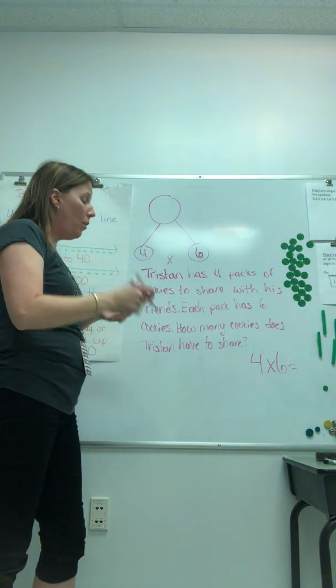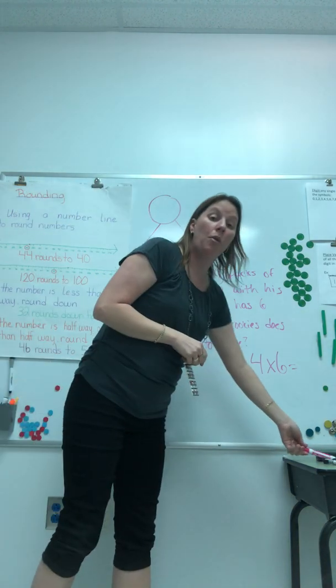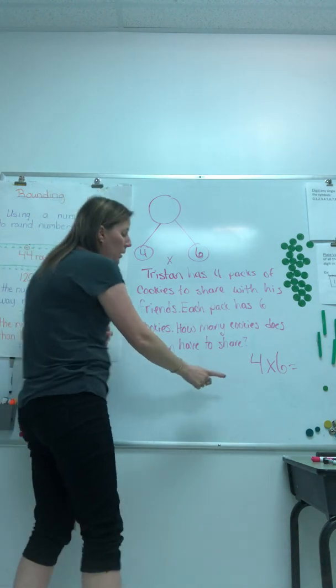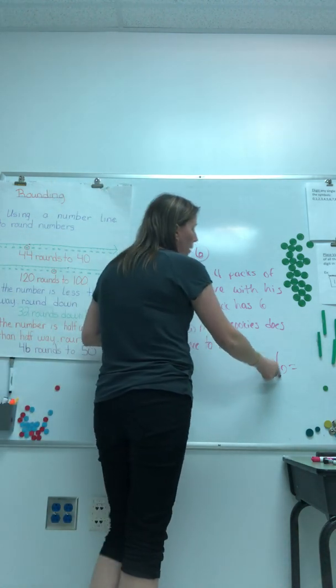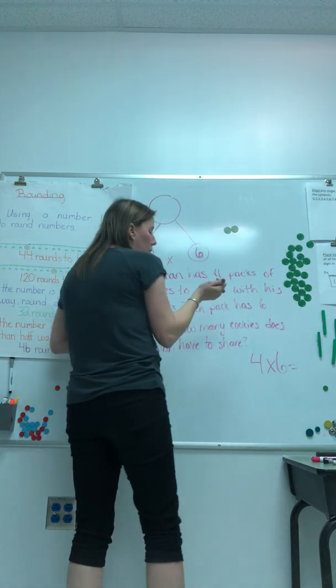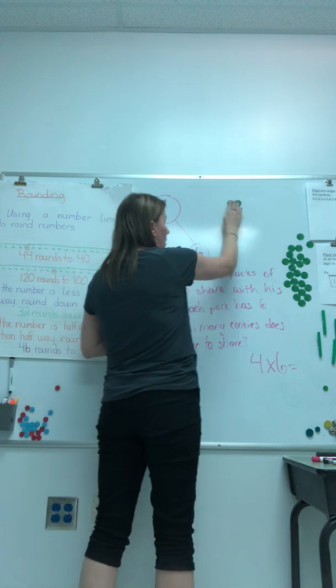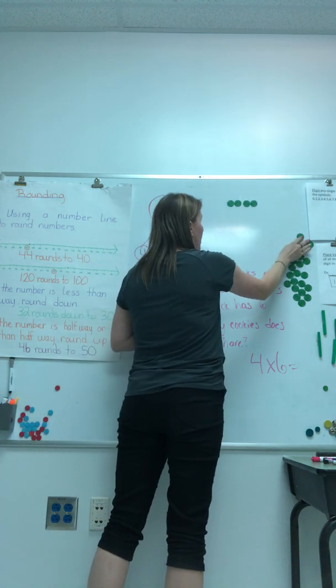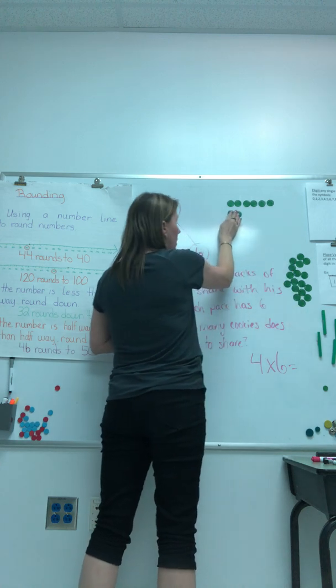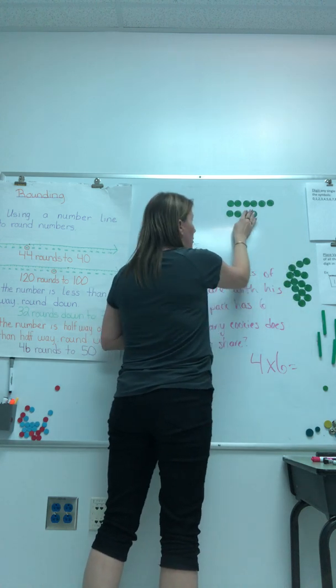So what we're going to do is use an array to solve 4 times 6. This tells me that there are 4 rows of 6. So we're going to go ahead and get our counters, and we're going to do 4 rows of 6. Here's my first row of 6. So row 1 of 6, row 2 of 6.